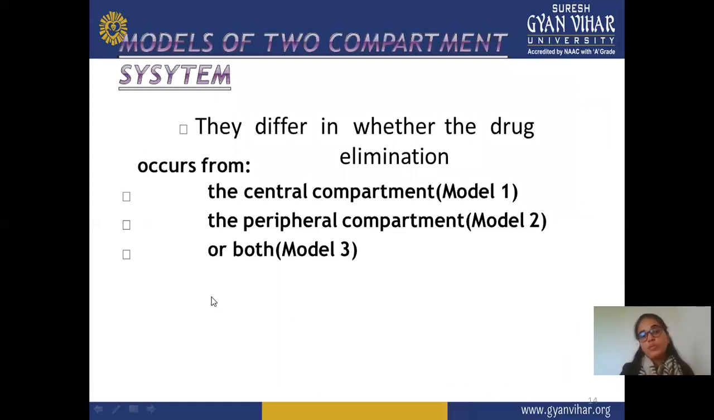Next is the model of a two compartment system. The models differ in whether drug elimination occurs in the central compartment, that is model 1, the peripheral compartment, that is model 2, or both, that is model 3. If both model 1 and 2 are involved, then we say it is model 3, where both central and peripheral compartments are involved. So these are the three types where elimination can occur: from the central compartment only, from the peripheral compartment only, or from both the central as well as the peripheral compartment.